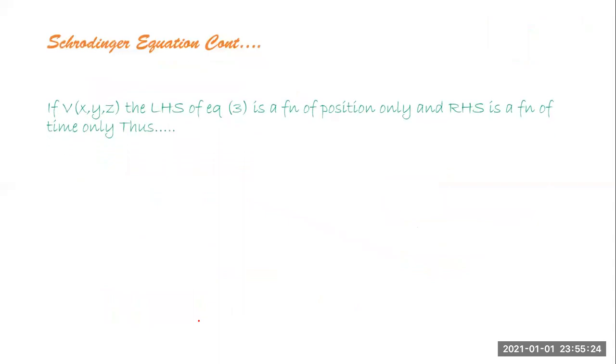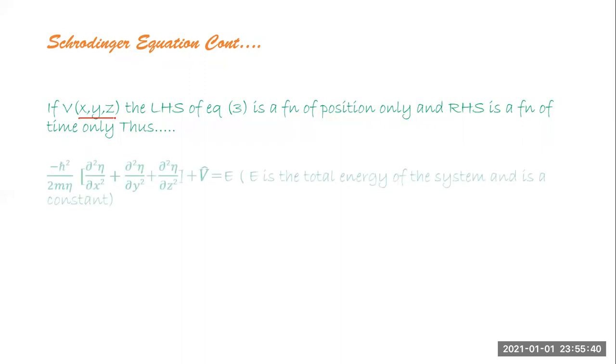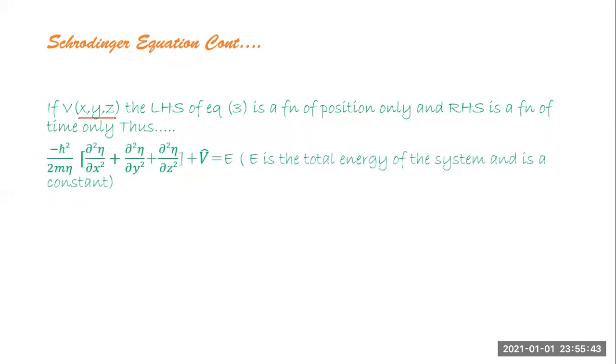So let us see. This is what I've said. If the potential energy is a function of space only, which is given by this, no time function, the left hand side of equation 3 is a function of position only, and the right hand side is a function of time only. The left hand side gives us how psi changes with position, and the right hand side tells us how psi changes with time. They are completely independent, and still they are equal in any case, which implies that they are individually equal to a constant which neither depends on space nor on time.